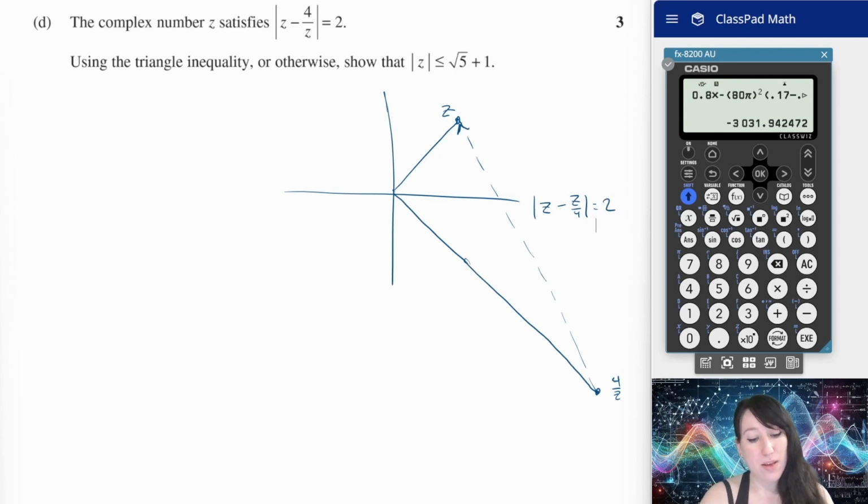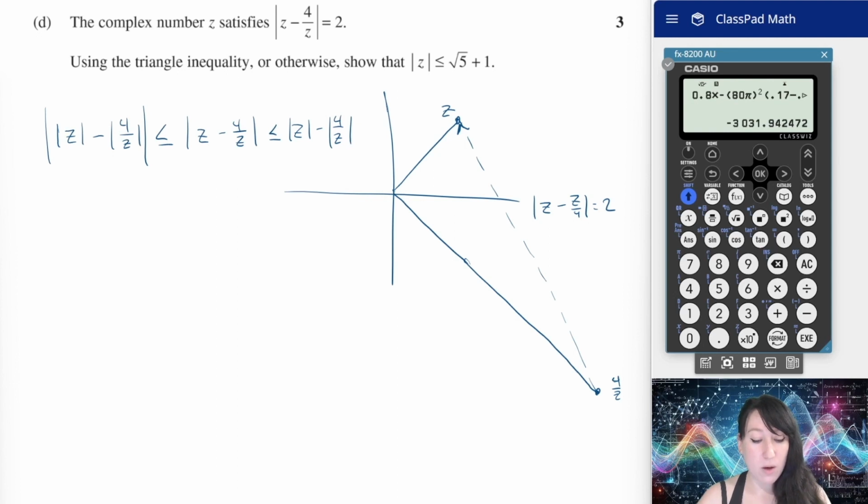Okay, so by the triangle inequality, we'd have the length or modulus of z minus the length or modulus of 4 over z, all in the absolute values, would be less than or equal to the absolute value or modulus of z minus 4 over z, which is less than or equal to, now just separate, the absolute value of z minus 4 over the absolute value of z. Now we're given that that middle one is equal to 2.